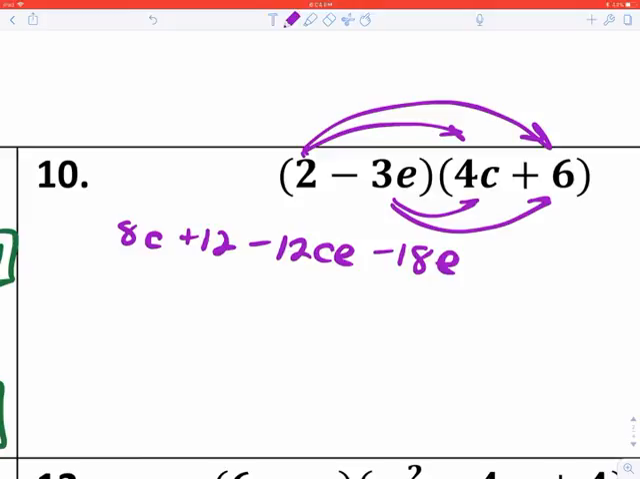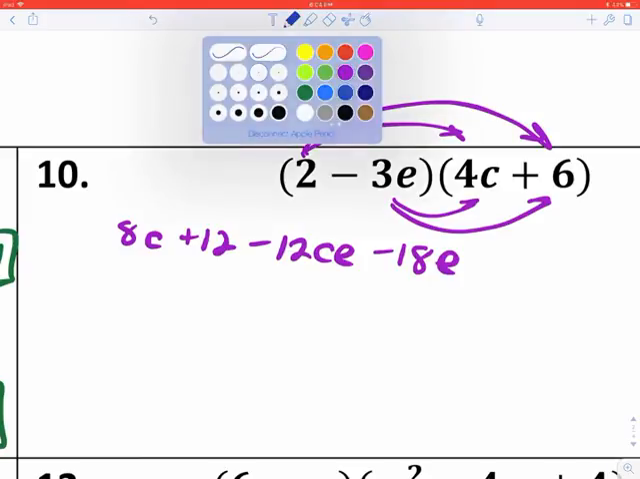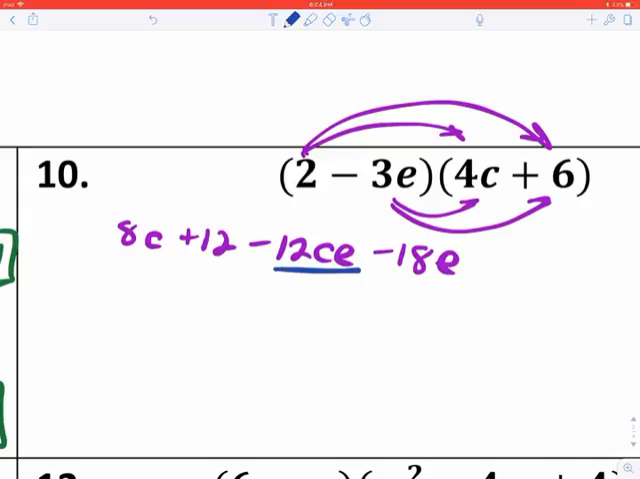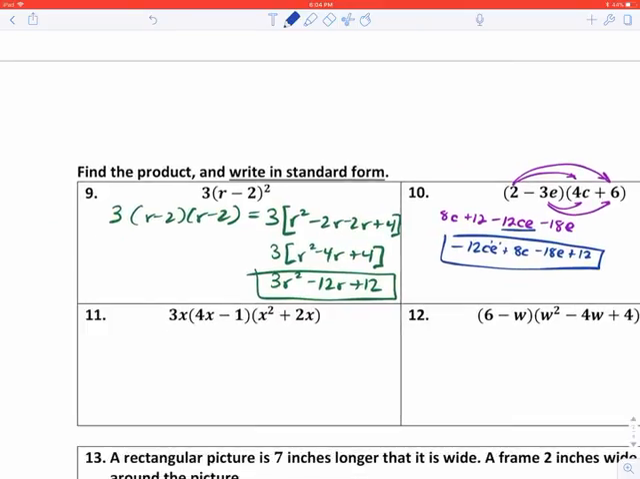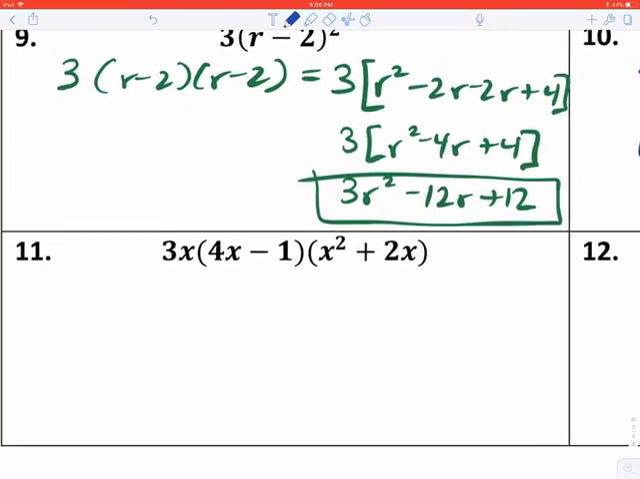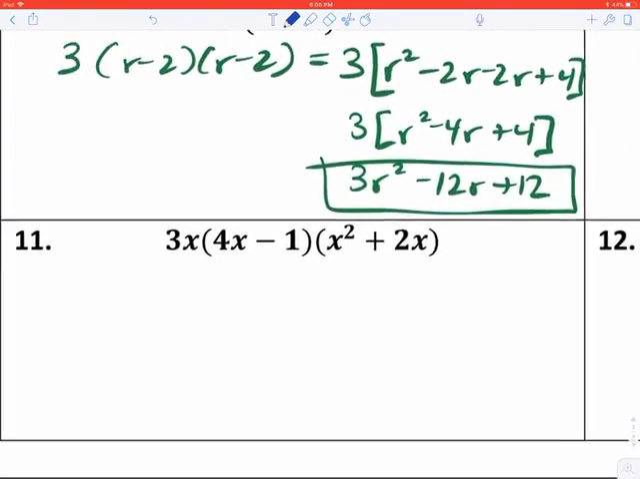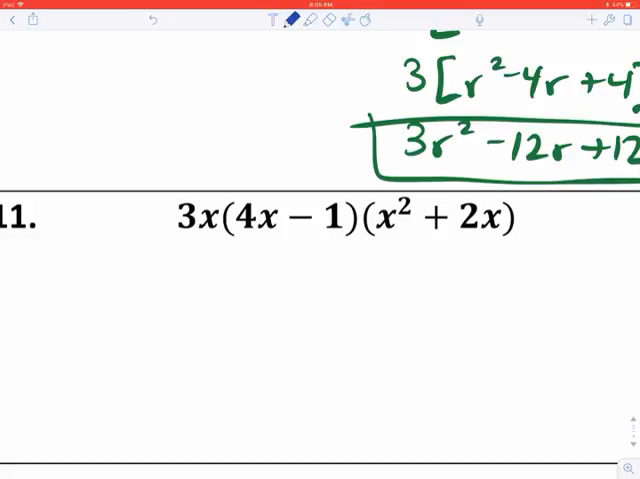And there's nothing that I can combine, so if I'm going to write these in standard form, this is my biggest term because I have 2 like 1's powers there. That would give me 2. And then I'm going to put 8c before 18e because c comes before e in the alphabet, and I am left with 12. Let's check out 11. 11's a bit of work itself. Let's go ahead and go on it.